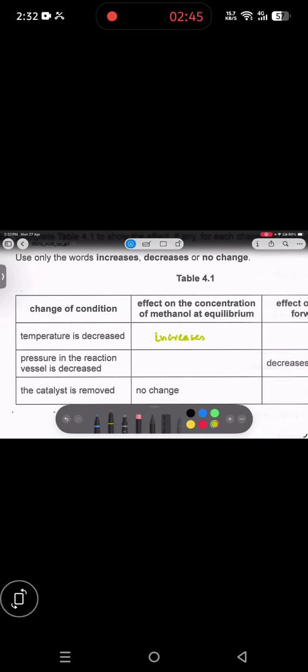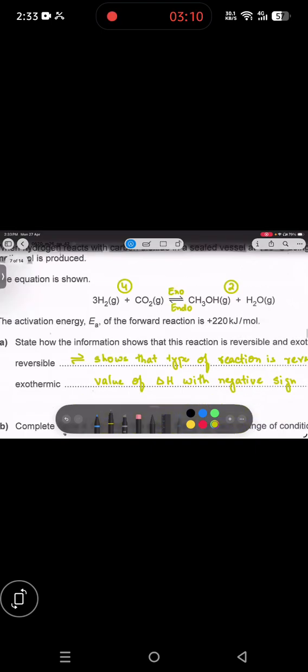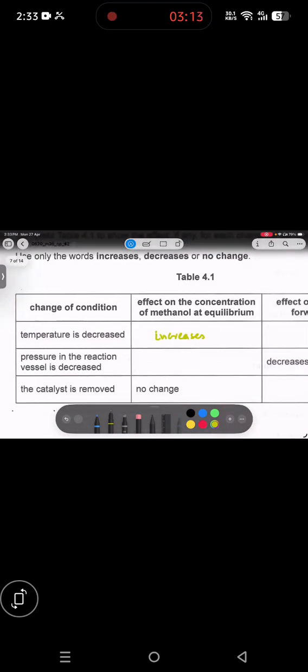Then the pressure inside the reaction vessel, if the pressure decreases. For that we have to check the moles. Here you have 4 and here you have 2. So the reactant side has more moles than the product side. According to this, if the pressure decreases, it will not favor the forward reaction, so it will also decrease.